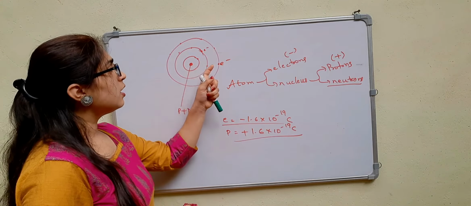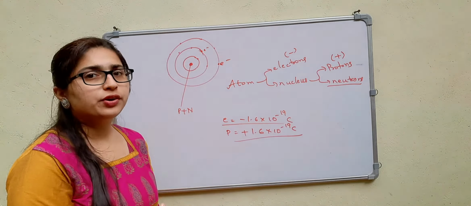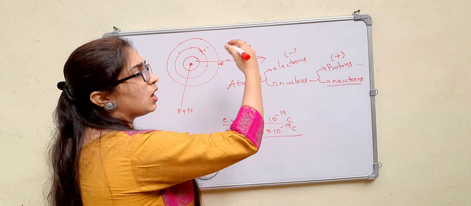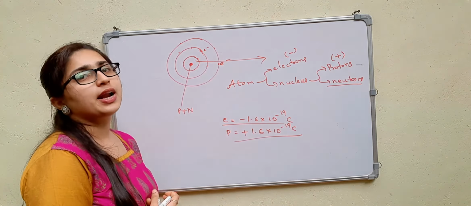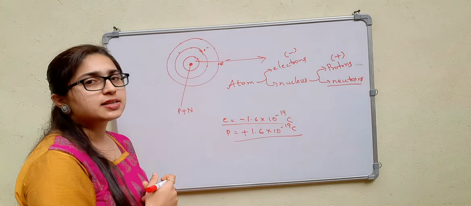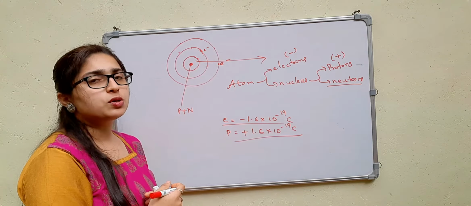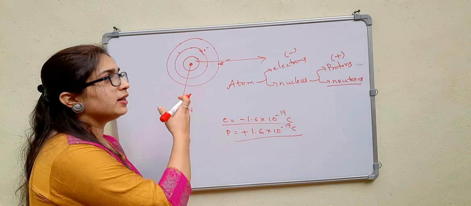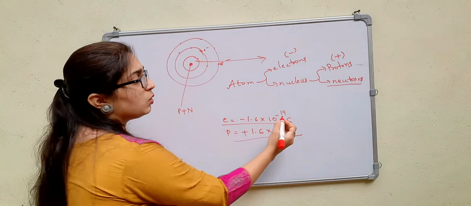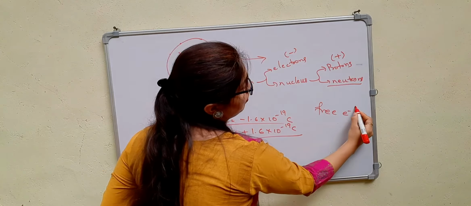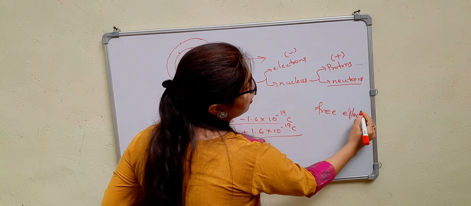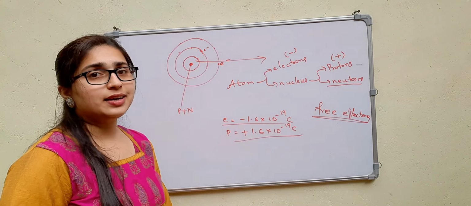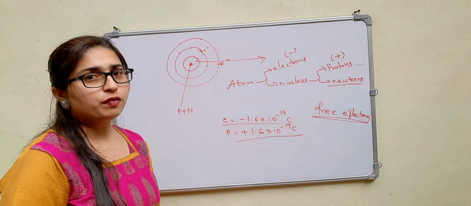When electrons are close to the nucleus, the force of attraction is more. But when they go away from the nucleus, in the outermost orbits, the force of attraction is less. So if I apply an external force, a small amount of force is enough for the electron to come out of that bond. Then they will become free. Those are called free electrons, and the current is due to these free electrons only. So current is nothing but the rate of flow of electrons.